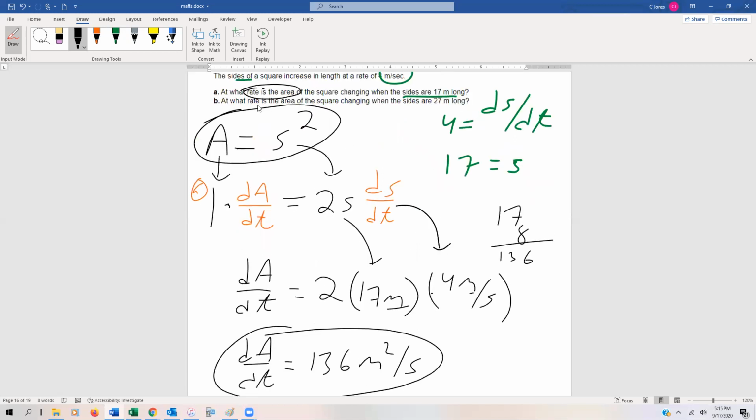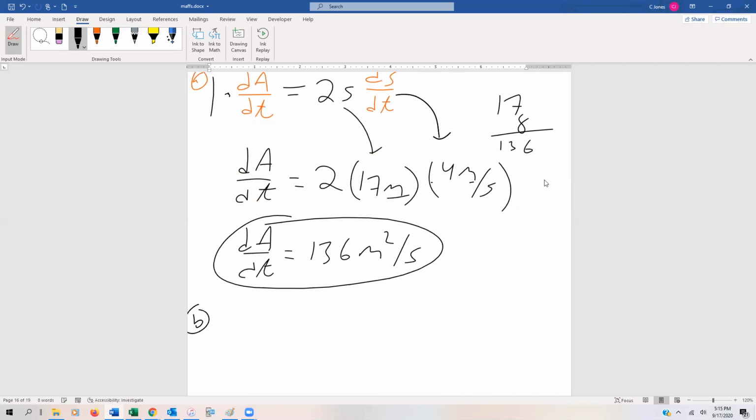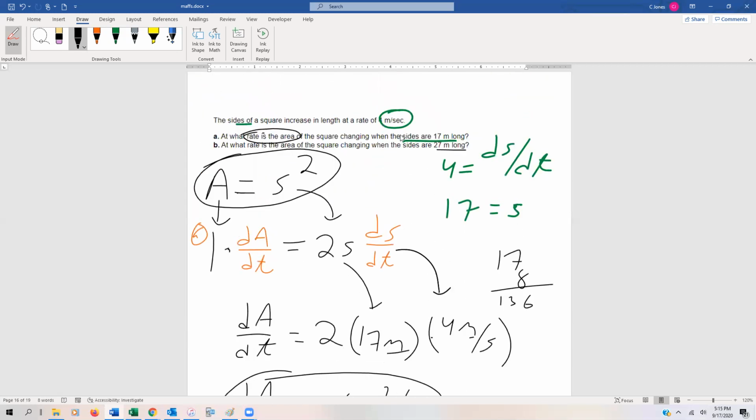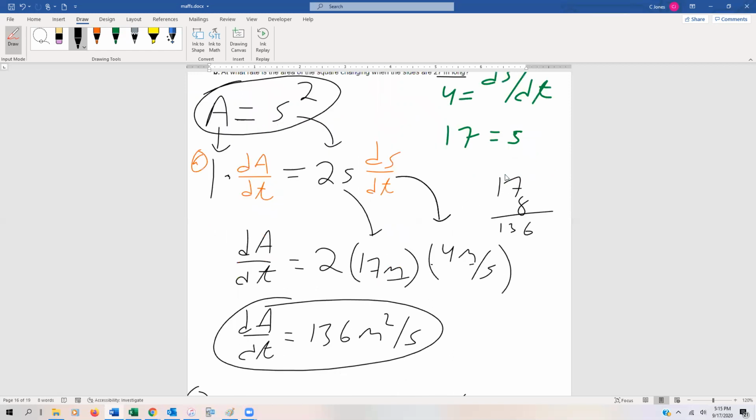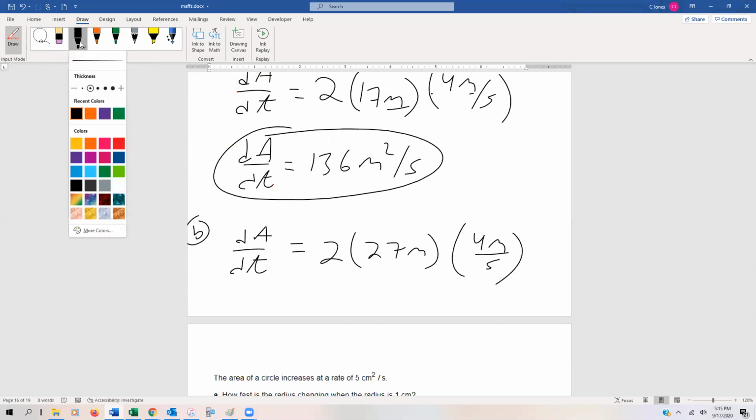Now for part B, at what rate is the area changing when the sides are 27 meters long? We're going to use the exact same formula: dA/dt is going to be 2, not times 17, but times 27 meters. And we still have 4 meters per second as the rate of change for the sides of the square. So we just multiply those together. I might have to do this off to the side again. So this is 27 times 8.